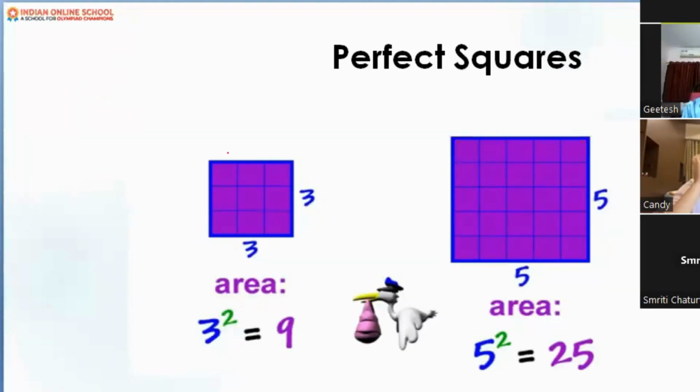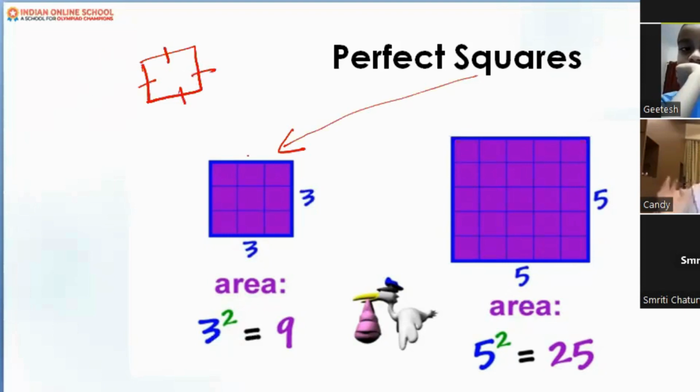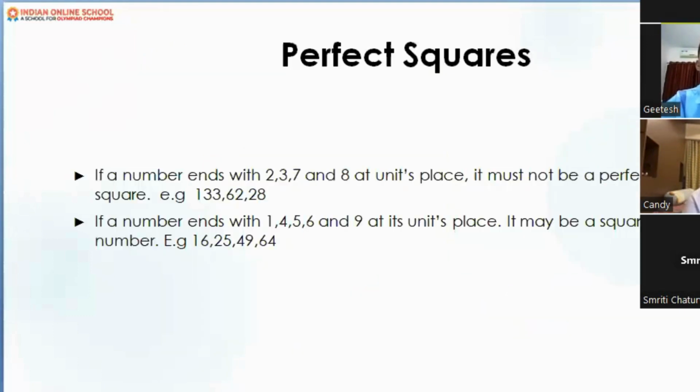Here we can also relate a perfect square with the square figure in geometry, because in geometry, the shape square has all sides of equal length. And whenever we need to find its area, we multiply side by side. And from here, we can get the concept of square.